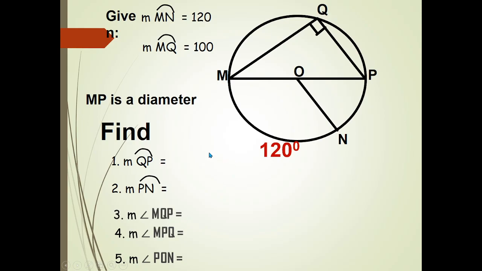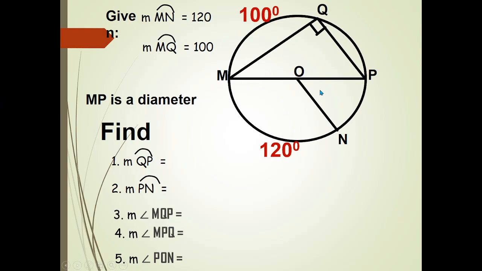Now, let's have this. We are given that the measure of arc MN is 120 degrees, and the measure of arc MQ is 100 degrees. MP is a diameter. Now we need to find the following. So I advise you to complete the details first in the figure before you proceed to the question. So let's begin with this one.